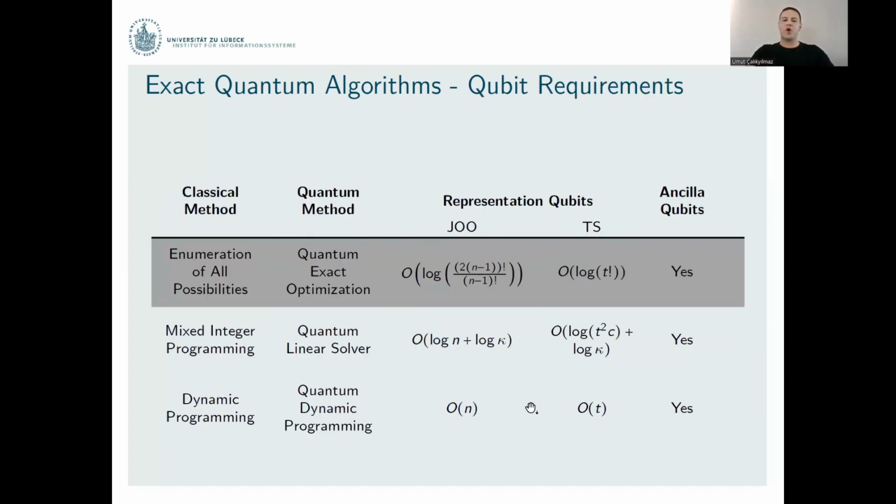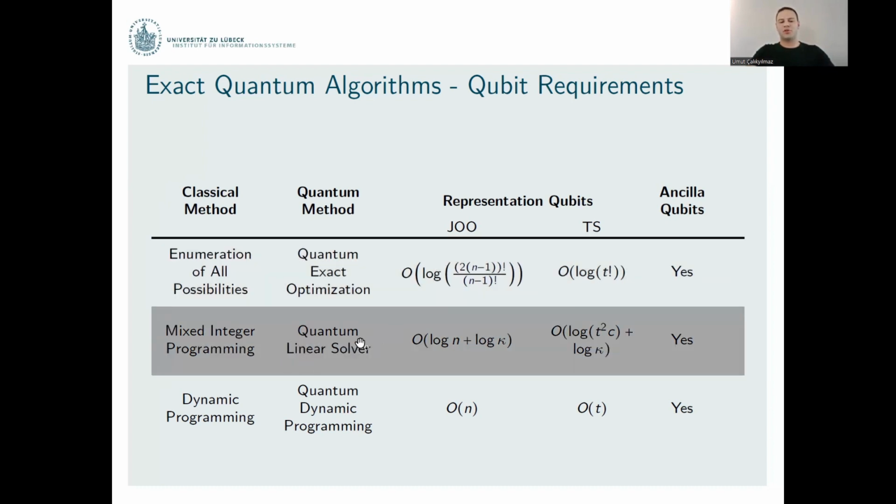Now let's see the qubit requirements for these algorithms. In quantum exact optimization, we search through the whole search space. So we are going to represent the search space, and we are going to need the logarithm of that number of representation qubits. In quantum linear solver, we are going to require logarithm of the number of tables plus logarithm of the condition number qubits for join order optimization. And for transaction scheduling, we are going to require logarithm of t squared times c plus logarithm of the condition number qubits. Here, c is the number of cores in our problem.